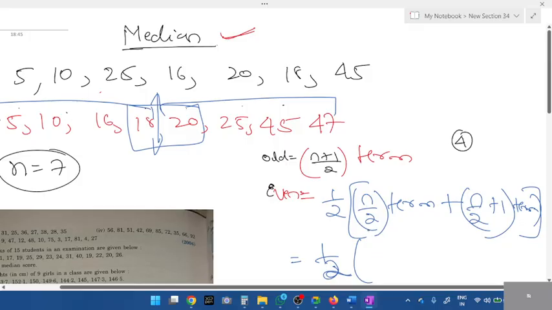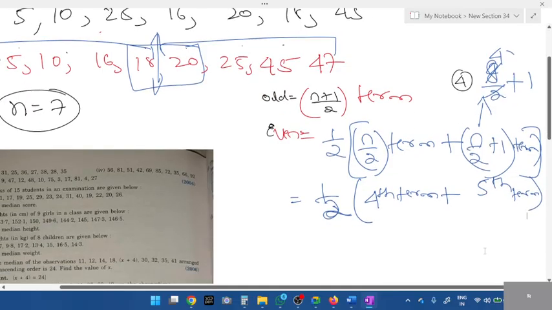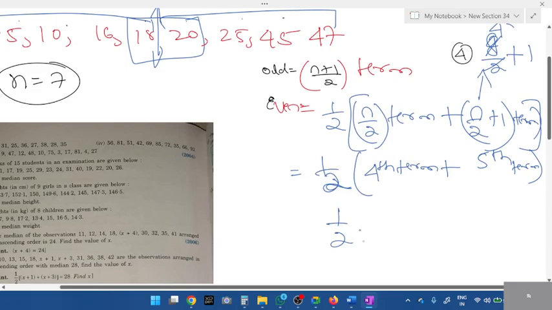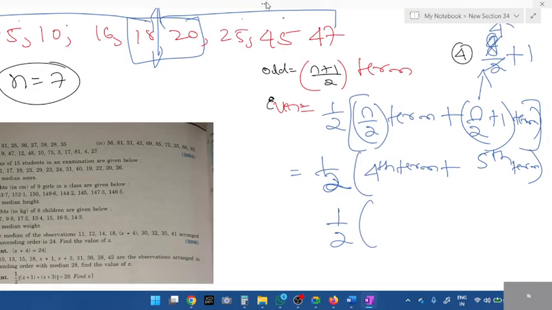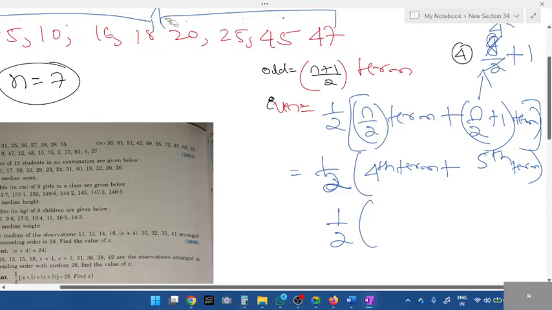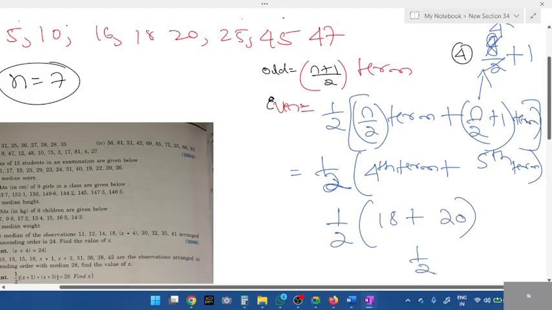If I put 8 here, 8 divided by 2, what's the answer? 8 divided by 2 is the fourth term. Plus, if I substitute n, 8 divided by 2 plus 1, you get 4 plus 1, the fifth term. So the answer is not 4 plus 5. You shouldn't write half into 4 plus 5. It is half into fourth term plus fifth term. What is the fourth term here? Respond all of you. Fourth term is 18 plus fifth term is 20. This is how you have to add.